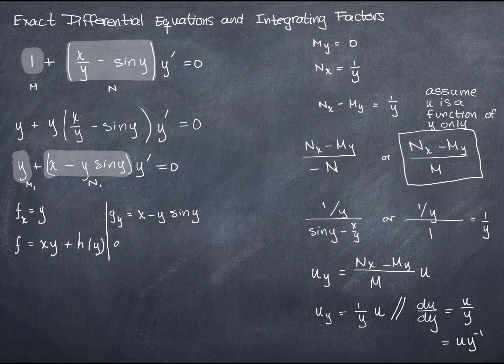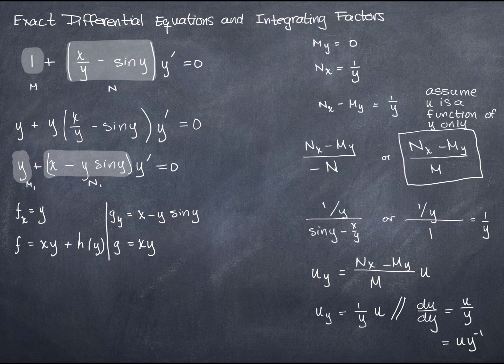Now my g function must have been the antiderivative of this function. So the derivative of a function in terms of y is x, because I'm dealing in terms of y, so x was a constant. That means the antiderivative is the variable times that coefficient, right?